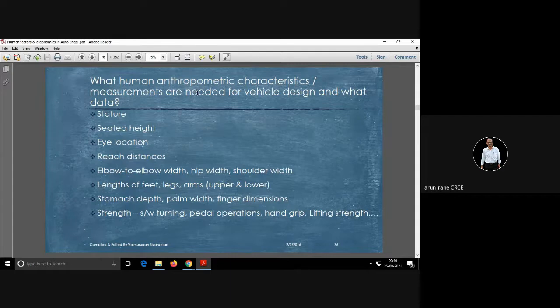So what human anthropometric characteristics are needed for vehicle design, and not necessarily only for vehicle design. You can apply it for other workplaces also. So this is just an example.